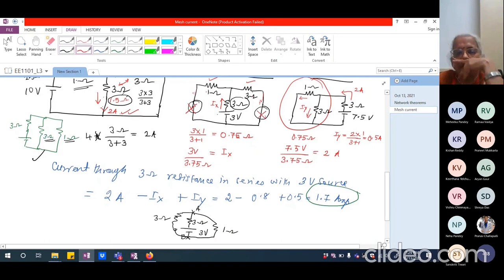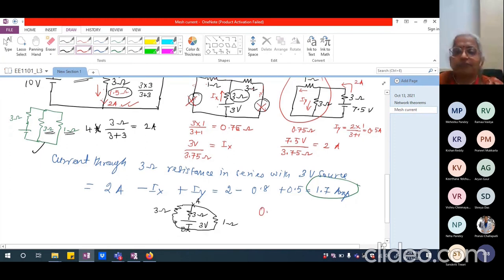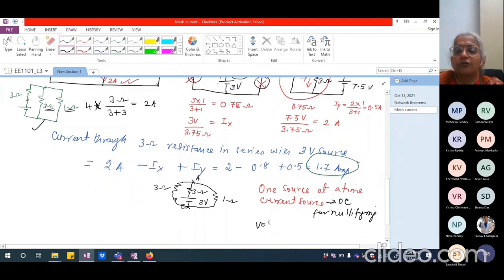Okay. So superposition theorem, when you apply, the only thing you need to remember is you should take one source at a time. Always one source at a time. And if it is a current source, if you want to nullify it, make sure that you are open circuiting it for nullifying. And similarly, if you are taking a voltage source and you want to nullify that voltage source, you make sure that you short circuit it.